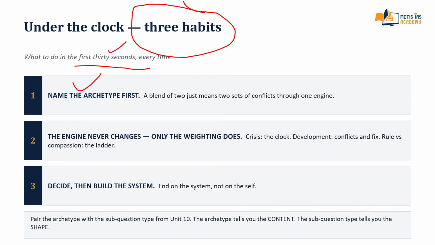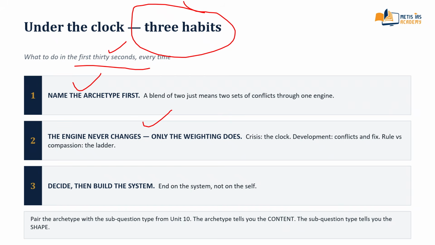The second one: the engine never changes, only the weighting does. In a crisis case, the clock and life safety dominate. In a development case, the conflicts and the systemic fix carry the marks. In a conflict of interest case, disclose, recuse, document, defer is the spine. In a rule versus compassion case, use the ladder instead of the triple test. Same engine but different emphasis.